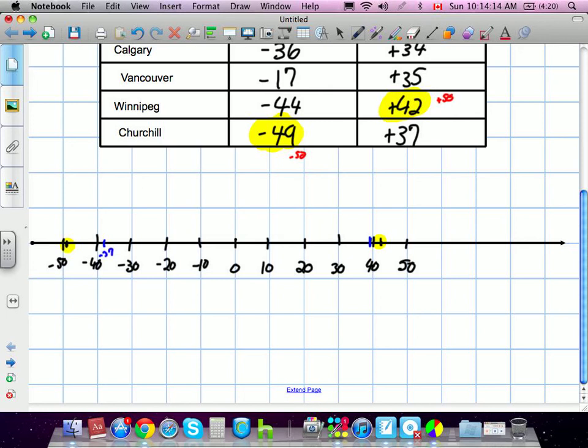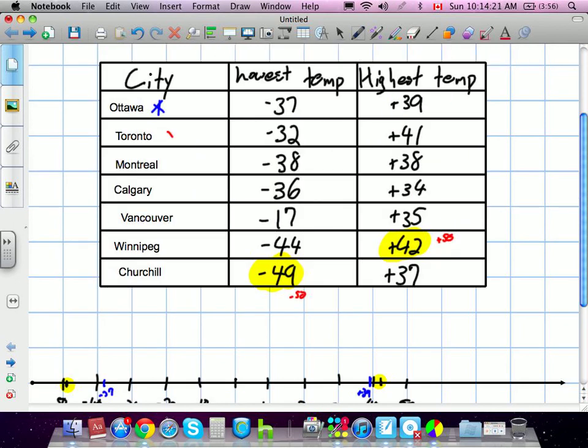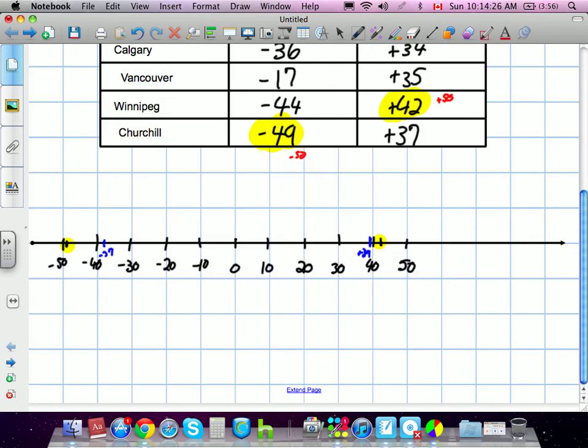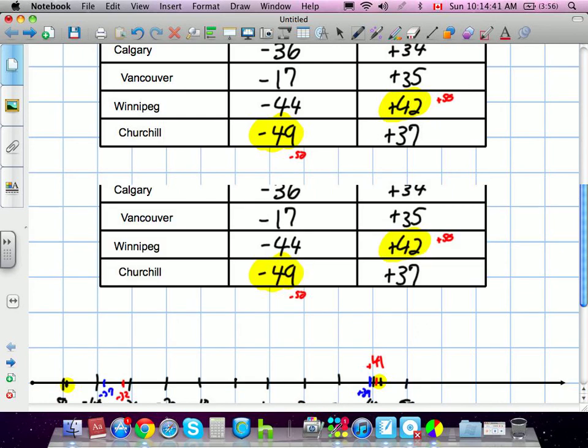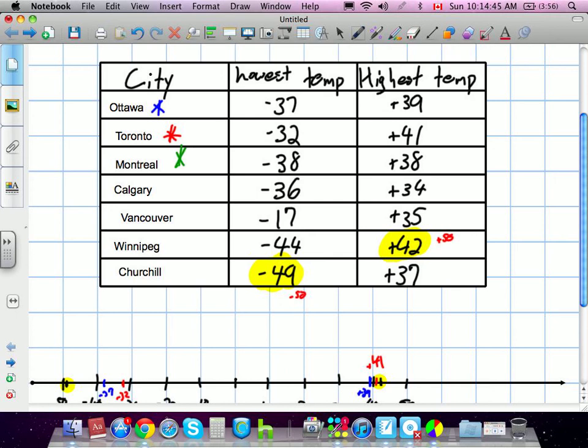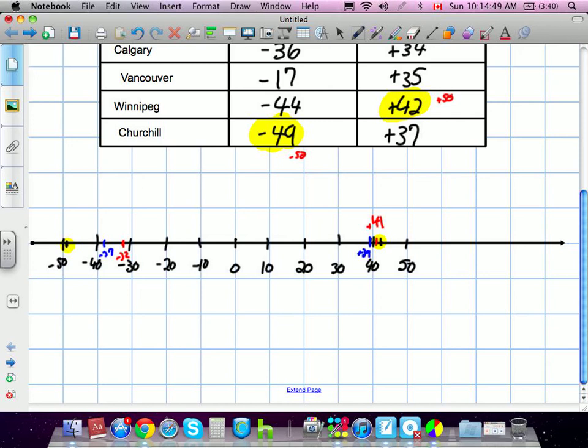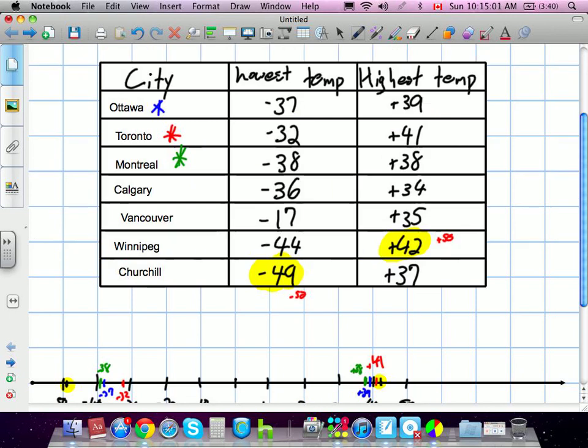Let's try Toronto. Negative 32 and positive 41. Negative 32 is probably about here, and positive 41 is here. It's a funny looking 41. Next one, let's try Montreal. We'll say about there. And then positive 38, right? That pen's not the nicest, so we'll use another one. It's pretty thick, but we'll try this one.